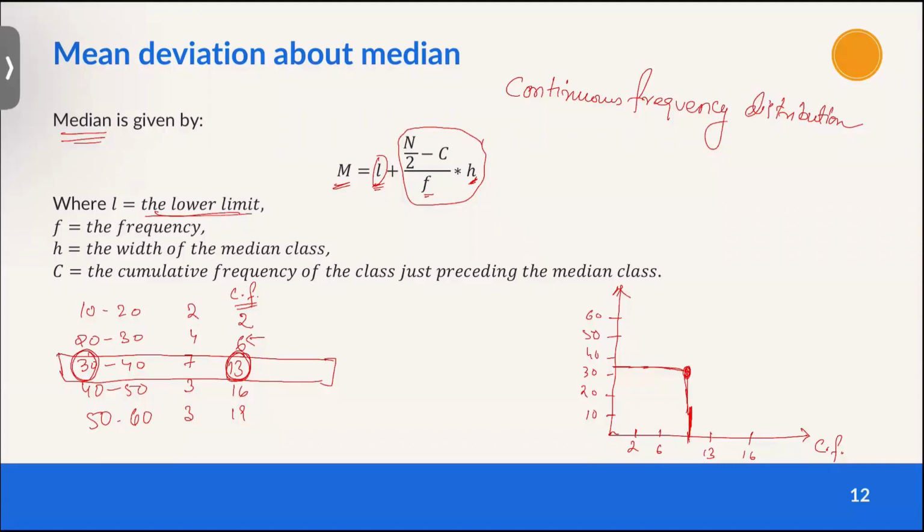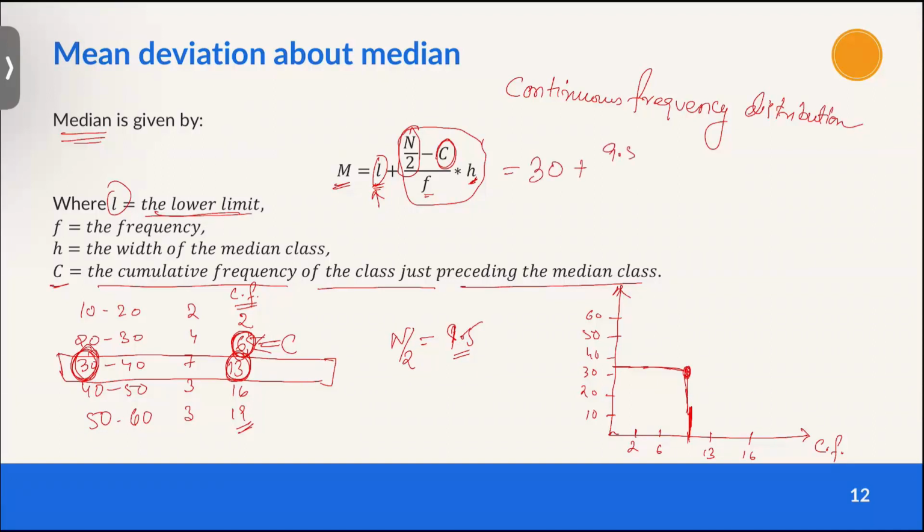Extrapolating it. So you take L as the lower limit of the distribution, which is 30 here. Then you do n by 2. For 19, n by 2 is 9.5. And this C says that it is the cumulative frequency of the class just preceding the median class. What is the cumulative frequency just preceding the median class? Here C is 6. So for this example, L is 30, n by 2 is 9.5, C is 6.